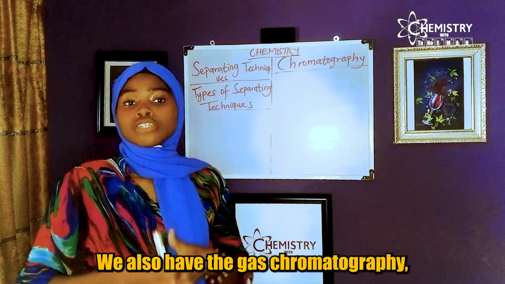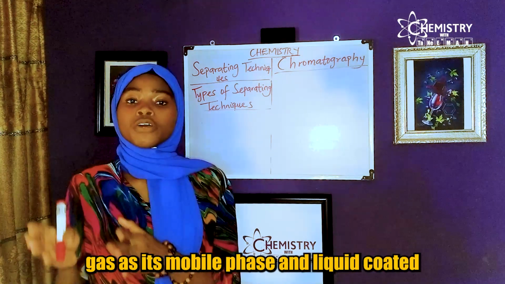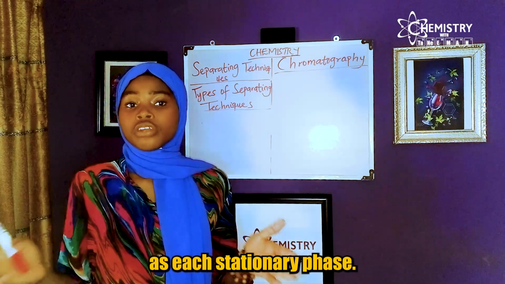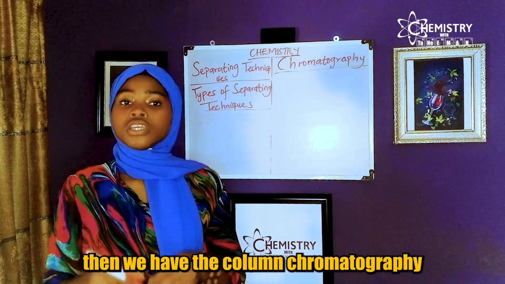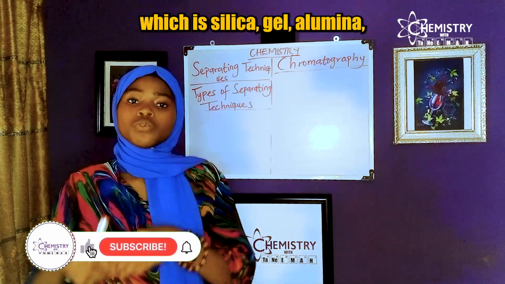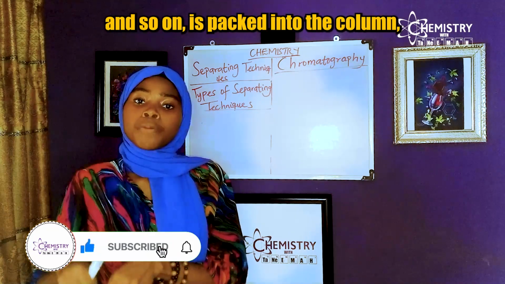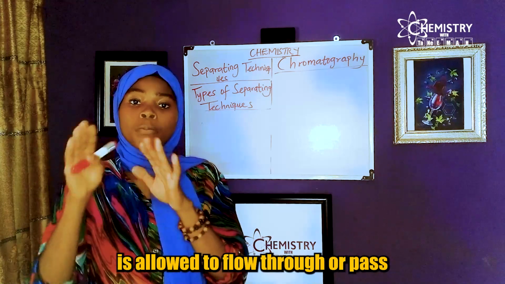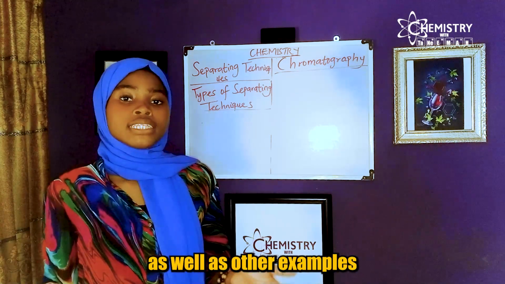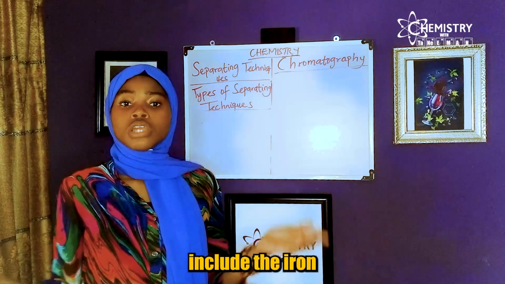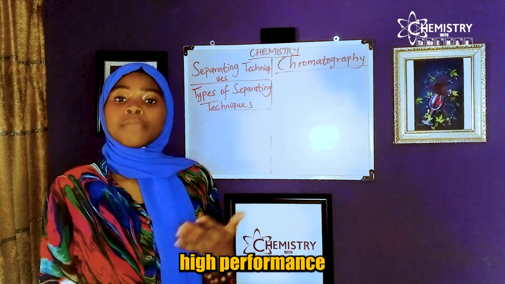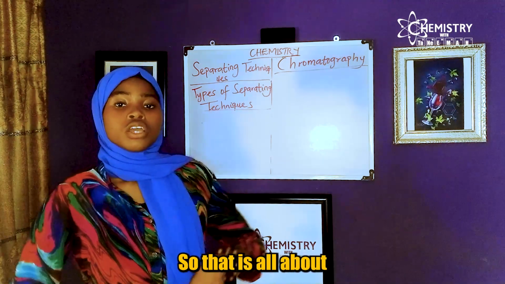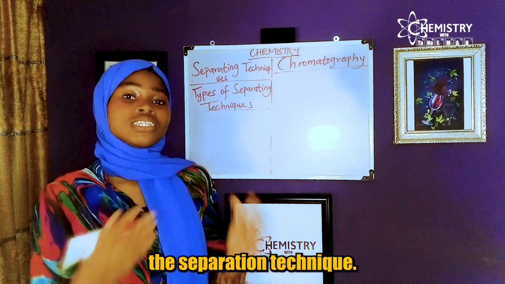We also have gas chromatography, which uses gas as its mobile phase and liquid coated on a solid surface as its stationary phase. Then we have column chromatography, in which the stationary phase, which is silica gel, alumina, and so on, is packed into the column, and the mobile phase, which is a liquid, is allowed to flow through the column. Other types of chromatography include ion exchange chromatography, high performance chromatography, size exclusion chromatography, and so on and so forth. So that is all about the separation techniques.